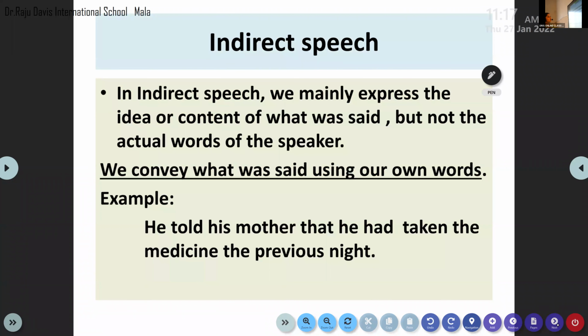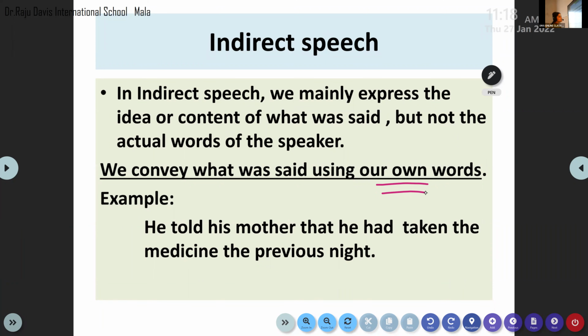And indirect speech, as you all know, mainly expresses the idea or the content of what was said. We are not using the exact words of the speaker. We are changing the exact words of the speaker into our own words. Here we are reporting using our own words. We are just communicating the ideas or the content of what was already said.